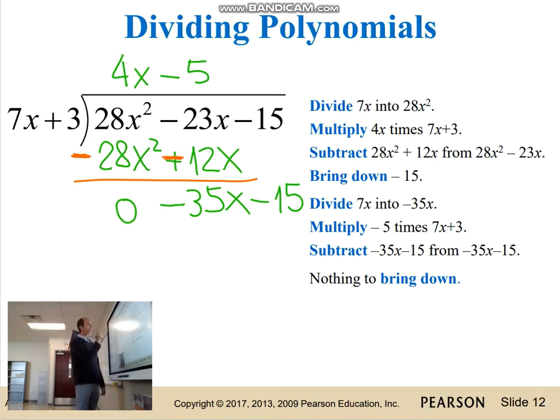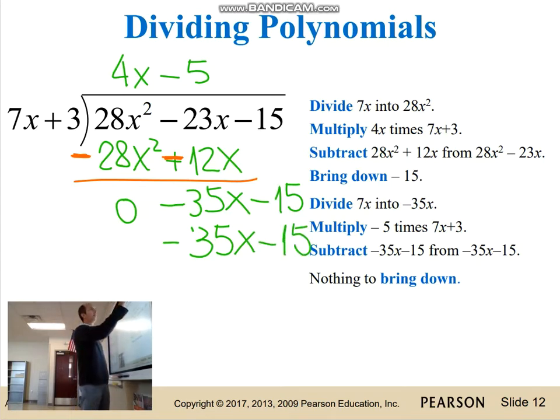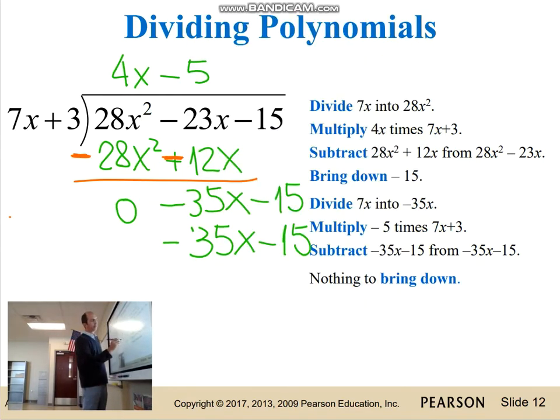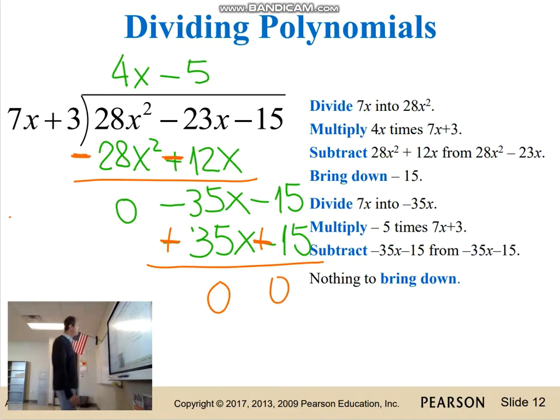Multiply negative 5 by 7x plus 3, and then you have negative 5 times 7x, negative 35x, and negative 5 times 3, negative 15. You're going to subtract this from the line on top, and negative minus negative is positive. After you subtract, you're going to have 0 and 0. That means the remainder for this division is going to be 0.